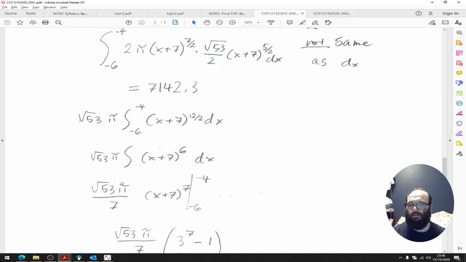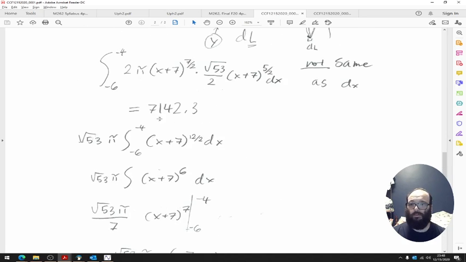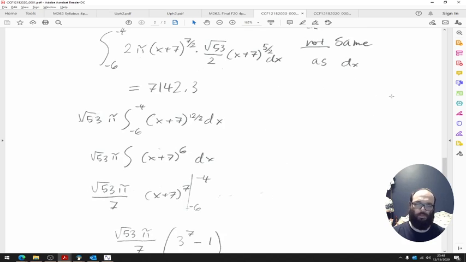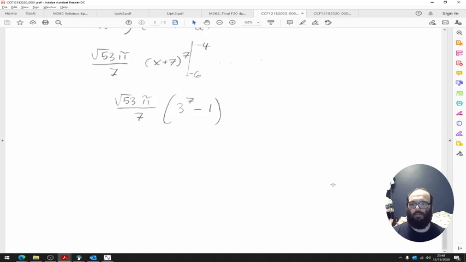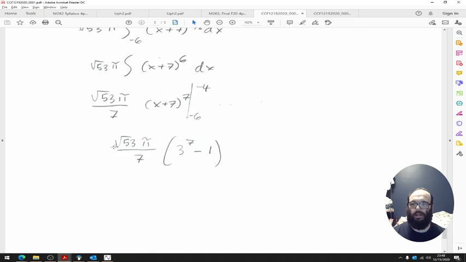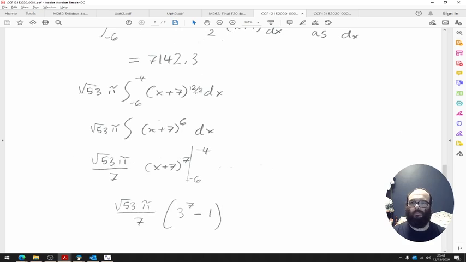So we have this, and I checked, and it's the same answer, 7142.3 and some more stuff, but that's really simple. See, 3 to the 7th minus 1 times that. And I did a little more math on one of them to find a nicer number, because the square root of 53 is kind of ugly. My calculator doesn't like to give me a nice value to look at. Anyway, that's my second one.